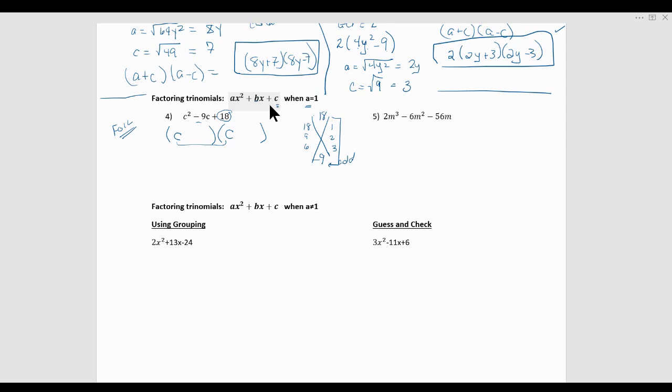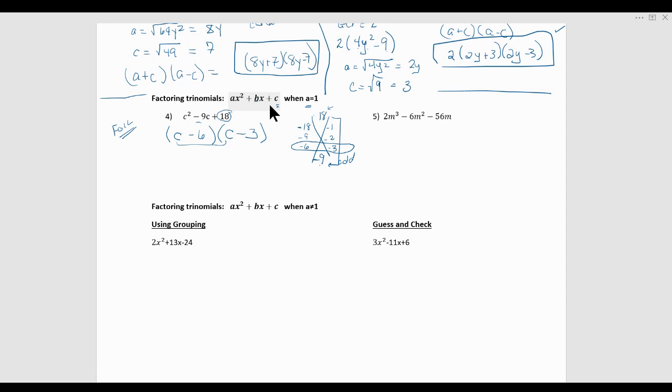I also know that this is a positive, but they have to add up to be a negative. So the only way that can happen is if the factors are both negative, because 2 negatives multiplied together will give me my positive 18, and then added together will give me a negative number. So which one of those factors add up to give me a minus 9? I can see it's a minus 6 and a minus 3. So I simply want to put those in there. So I'm going to do a minus 6 and a minus 3.